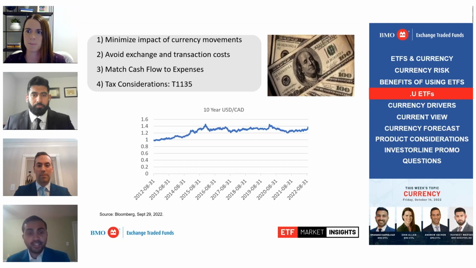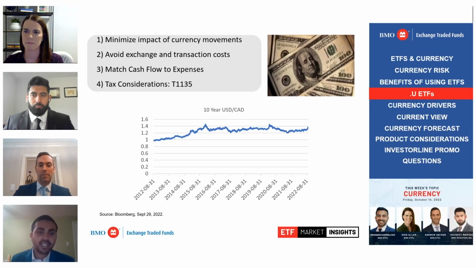For sure. Thanks for having me here, Erin. So for the .U ETFs, I just want to clarify they are USD denominated ETFs. So they're not currency hedged, or there's no conversion of Canadian dollars to US dollars. A lot of Canadians have a lot of US dollars, as a lot of them tend to travel to the US for whatever reason, vacation, maybe they have a vacation house there, maybe they have kids going to school there. So they tend to have a lot of US dollars.